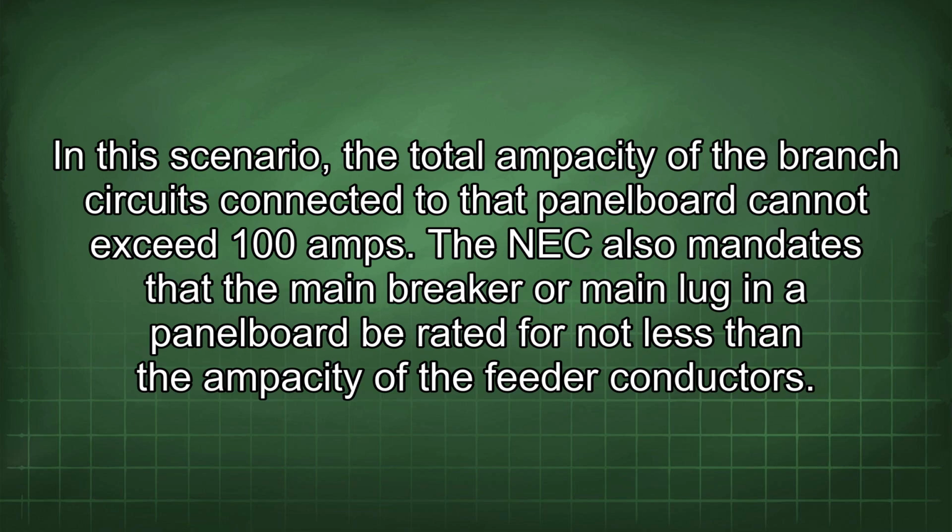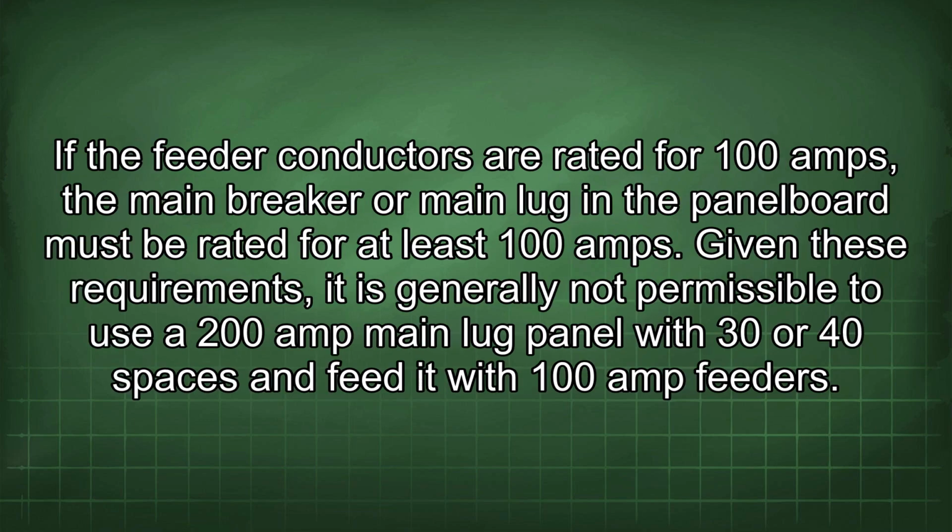The NEC also mandates that the main breaker or main lug in a panel board be rated for not less than the ampacity of the feeder conductors. If the feeder conductors are rated for 100 amps, the main breaker or main lug in the panel board must be rated for at least 100 amps. Given these requirements, it is generally not permissible to use a 200 amp main lug panel with 30 or 40 spaces and feed it with 100 amp feeders.